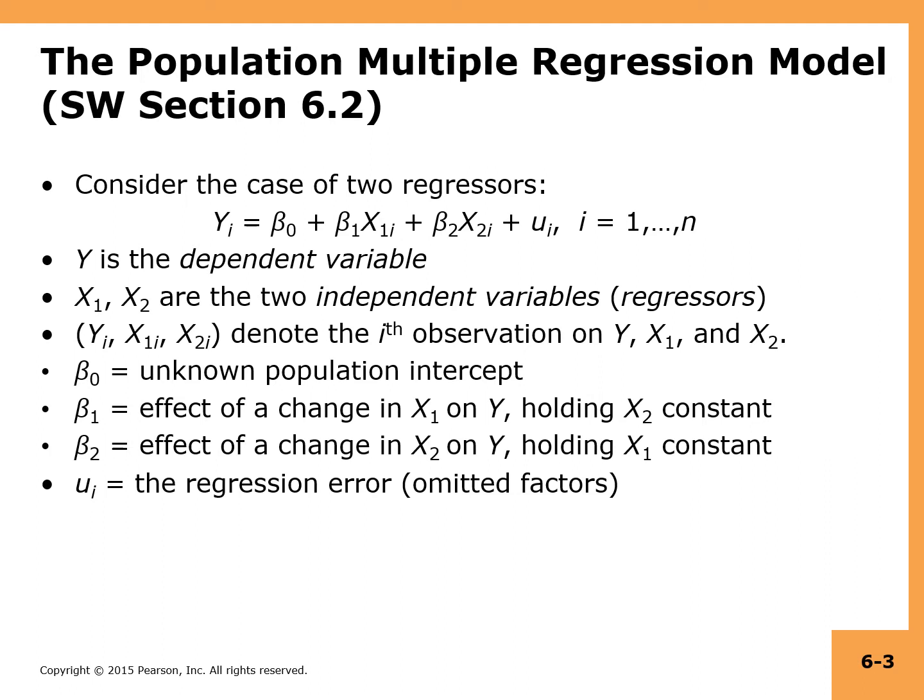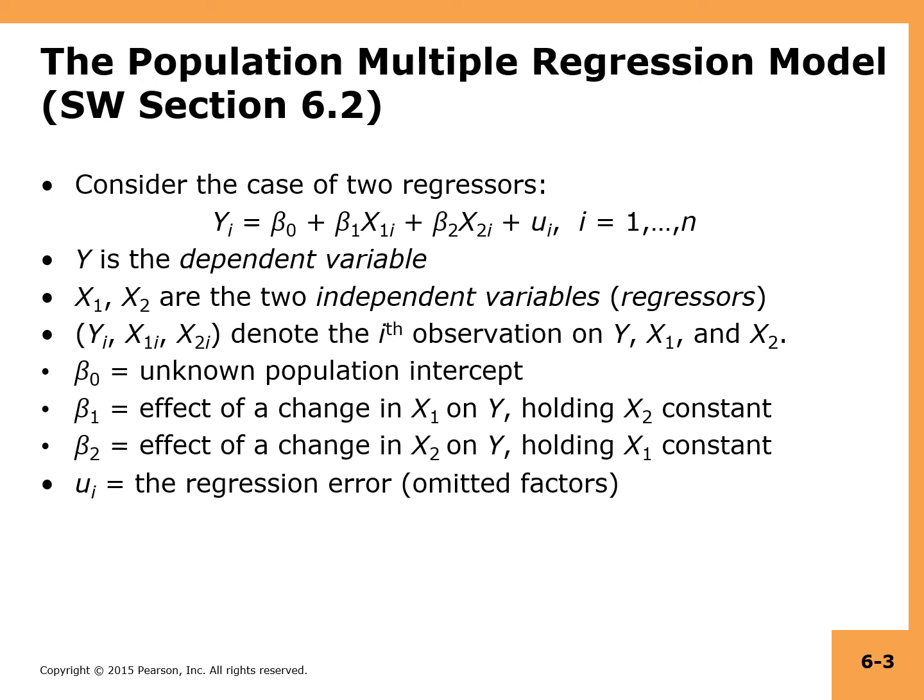So beta 2 is how much y changes when x2 changes by 1 unit, holding x1 constant. Sometimes we say holding something constant as controlling for something. So in this case, we can say beta 2 is how much y changes when x2 changes by 1 unit, controlling for x1.